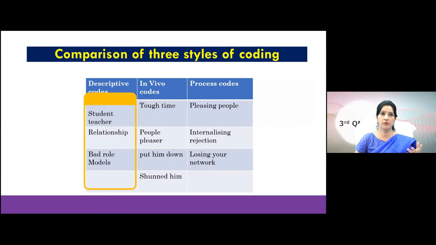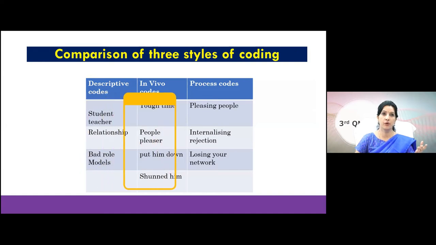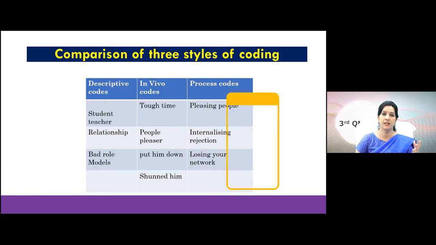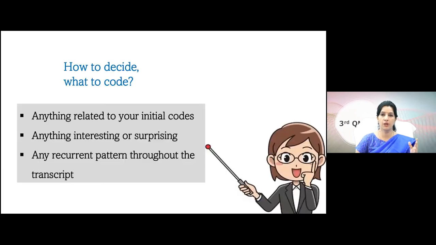Descriptive codes, like student-teacher relationship, bad role models, which we have seen. In vivo coding was like tough time, people pleaser, put him down, shun him. And process codes are like pleasing people, internalizing rejection, losing your network. So it is not different. If you see the meaning, they are more or less related to each other. It is just how you, because actually you are not going to report these codes.